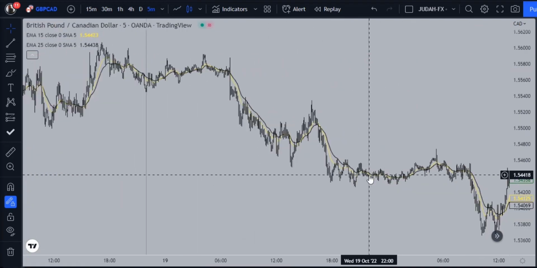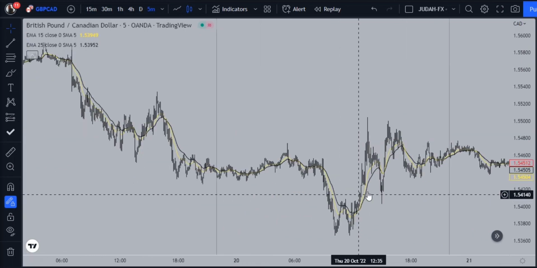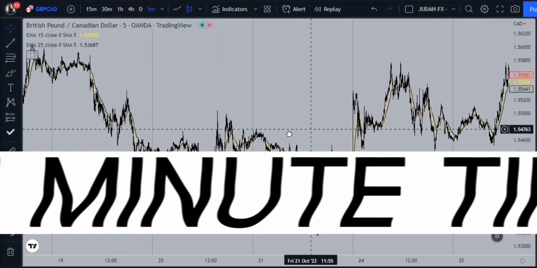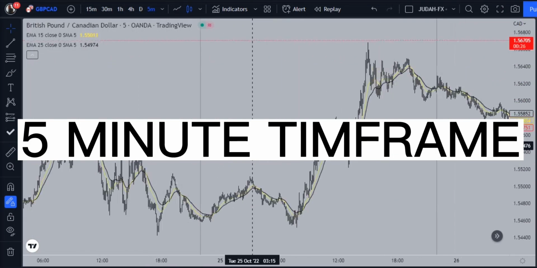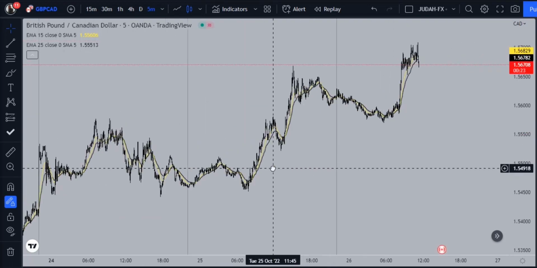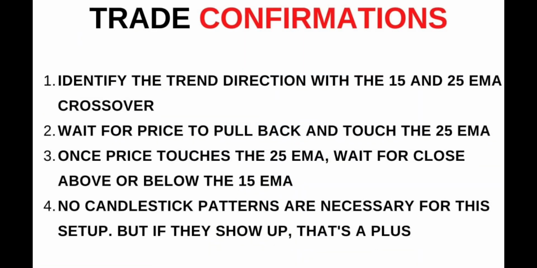Now that you've added the indicators, here's how to trade the strategy. We're gonna be using the 5-minute time frame for this strategy. You can use the 1-minute time frame too. Now here are the trade confirmations that make up the setup. Firstly, we identify the trend direction with the 15 and 25 exponential moving average crossover. We always need to have a bias in the market before we get into any trades. You're either looking for buys or you're looking for sells. Not the two at the same time. That's why we need to identify trend direction first.